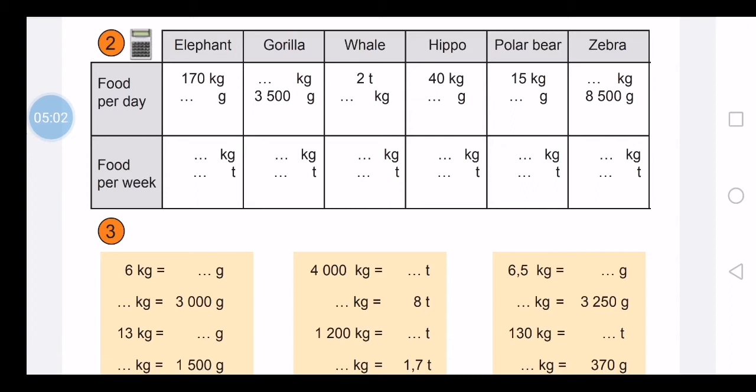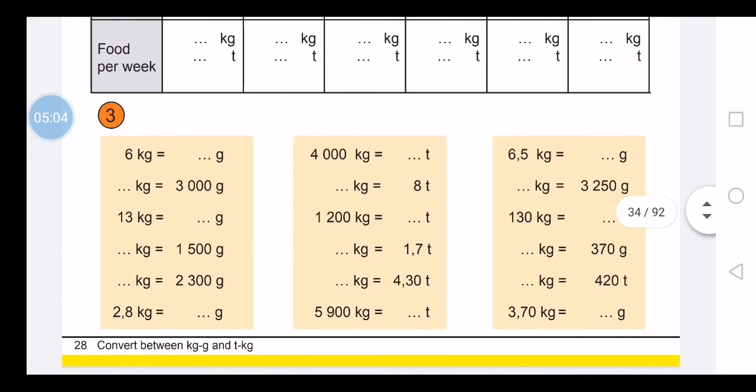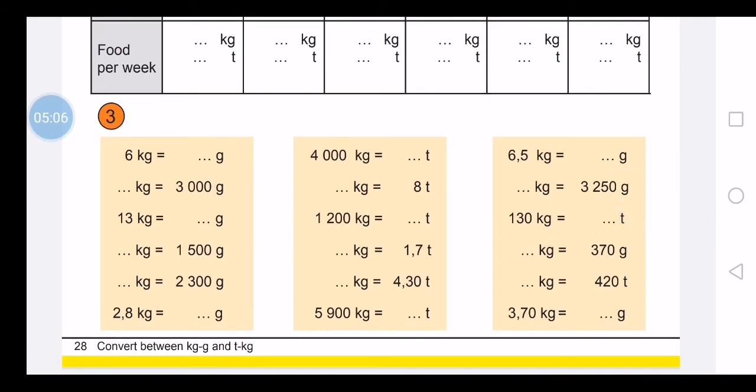Do they make sense? Then number 3, in the first yellow box, we are converting between kilograms and grams. You can again use that tip I gave you. In the second yellow box, you're converting between kilograms and tons. And in the third yellow box, some of them are kilograms and grams, and some of them are kilograms and tons. So you really need to pay attention to the units.